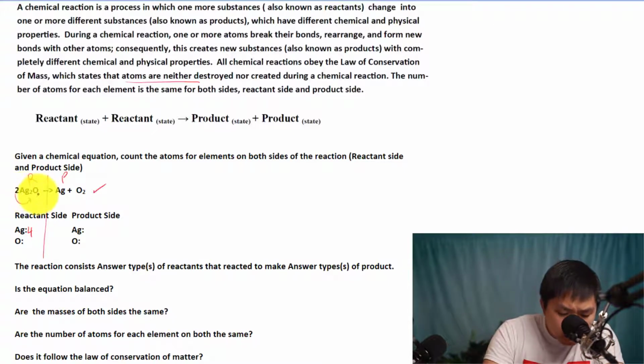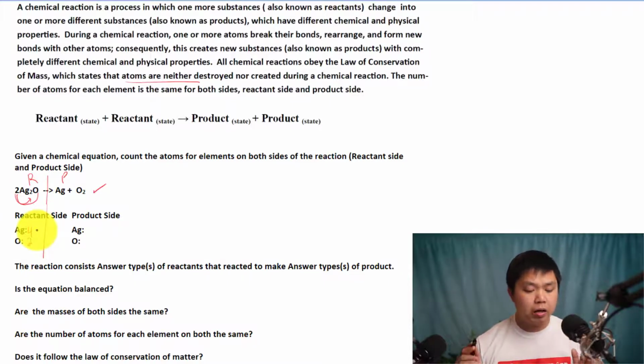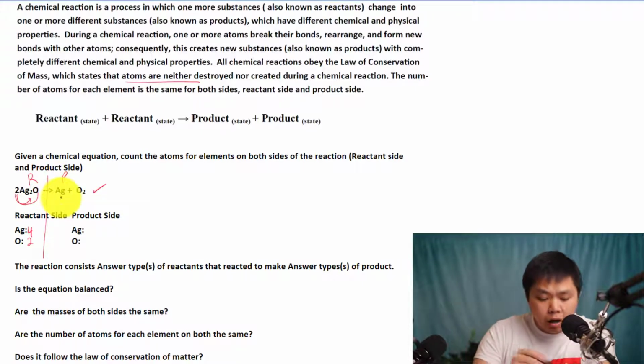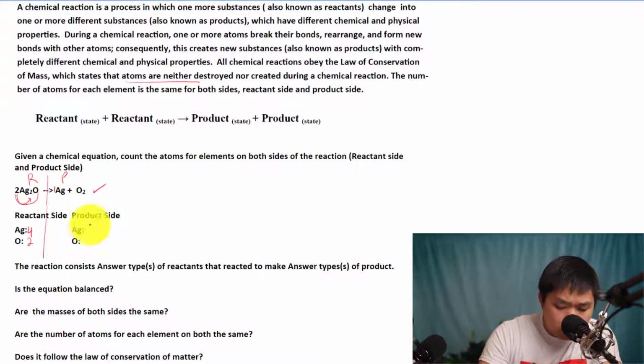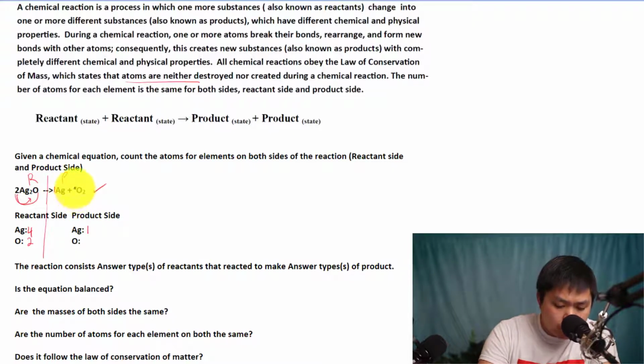Well, what about the oxygen? 1 times 2 gives us 2. So on the reactant side, we only have 4 silver and 2 oxygen. Now let's go to the product side. We have Ag, and it doesn't have a coefficient, so it assumes it's going to be 1. So 1 times 1 gives us just 1. What about for oxygen? We don't have a coefficient, so 1 times 2 gives us 2.